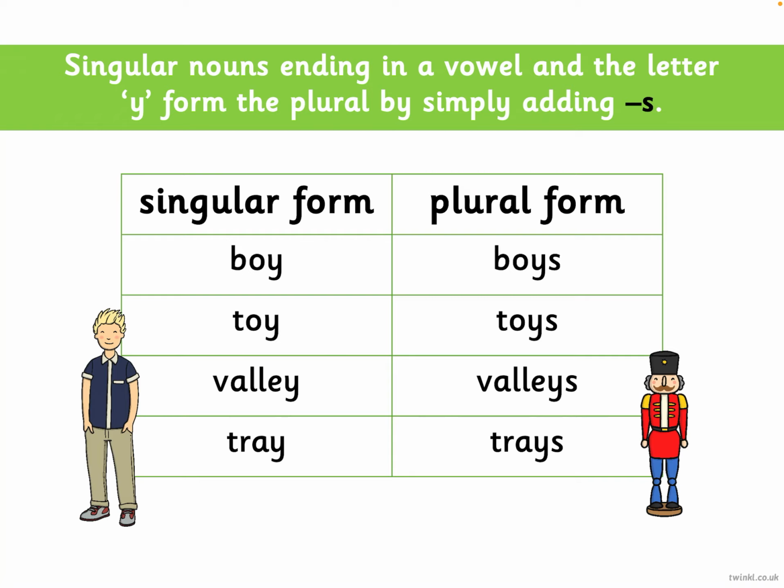Toy is the same. It's got a vowel, which is O, and then Y. So we just add an S. Valley, it's got an E and then Y. So we just add an S, because E is a vowel. Tray, it's got A and then Y. A is a vowel, so we just add an S.